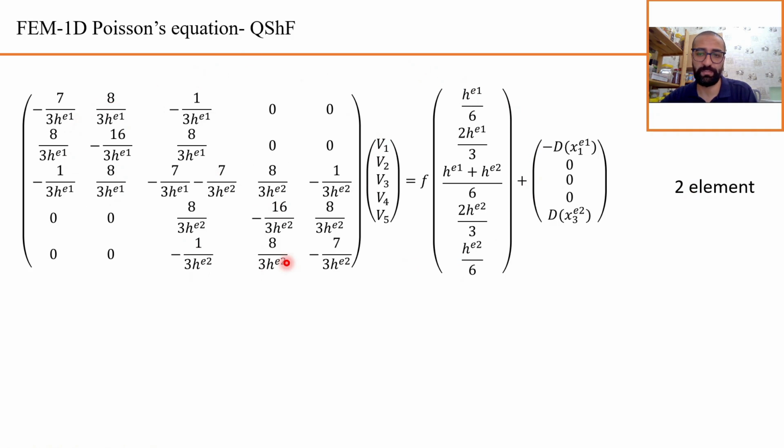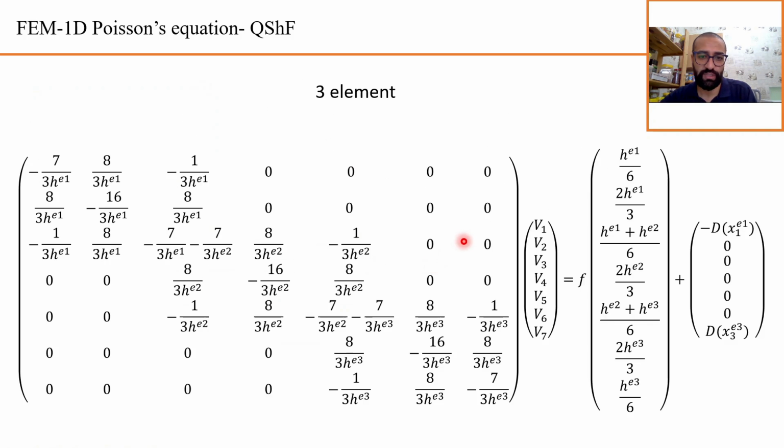If we calculate this matrix multiplication by assuming 3 elements, we will get such a matrix form of the system of equations. When we have 3 elements, there are 2 times 3 plus 1, so 7 nodes. These terms are related to element 1, these terms are related to element 2, and these terms are related to element number 3. Again, we have a system of equations, now for 3 elements. Now I think this is enough for the theory part, so that we can write or implement our code.